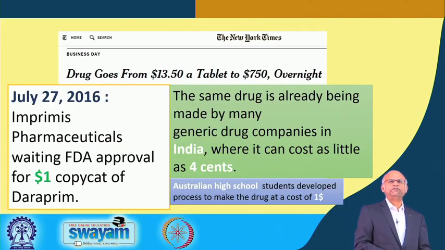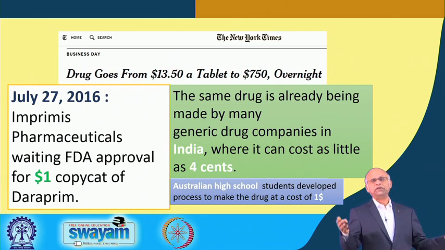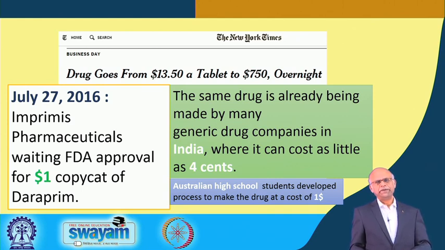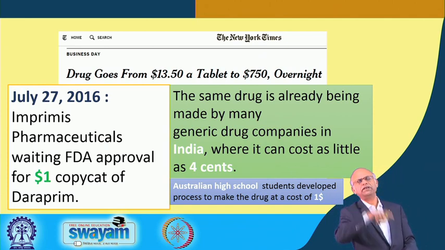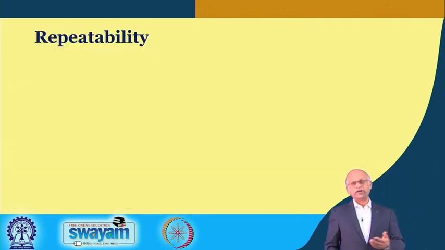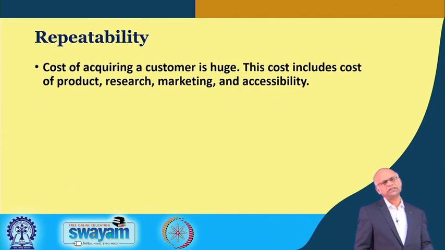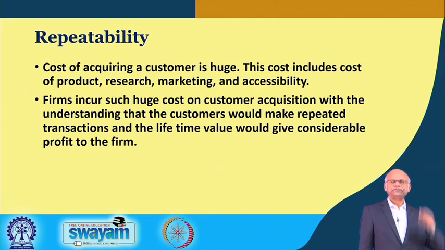No technology is so difficult that it cannot be copied or reinvented by somebody. So, somebody will come up. Look at this, in July 2015, a copycat, already FDA was trying to approve, or was in the process of approving a copycat which will be sold at $1. In India, that drug is available for 4 cents only. In Australia, school children came up with a new molecule that will cost something like $1. So, that is what one should be very careful about, pricing power and increasing the price really too much.